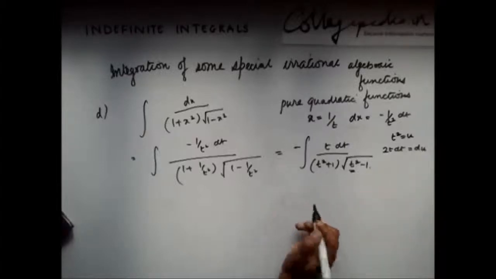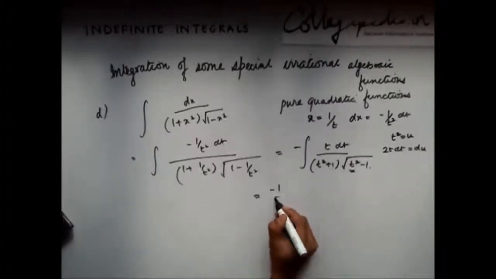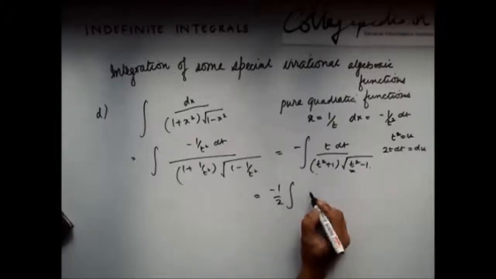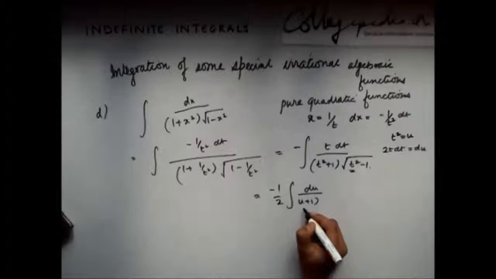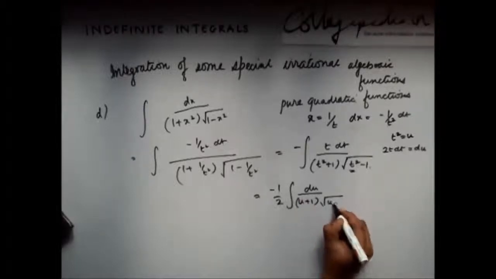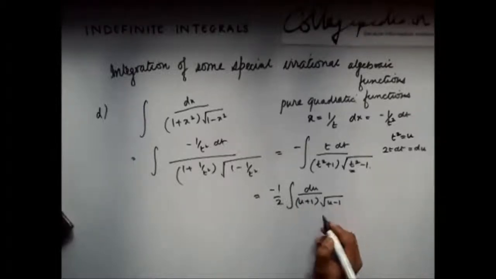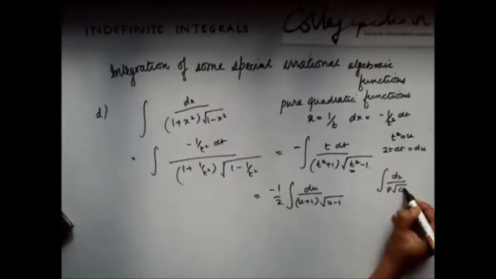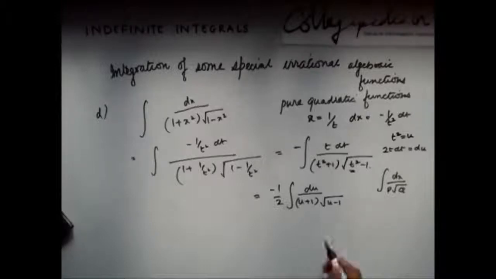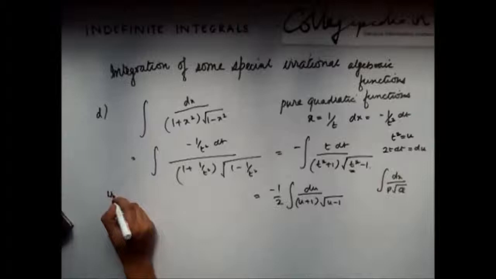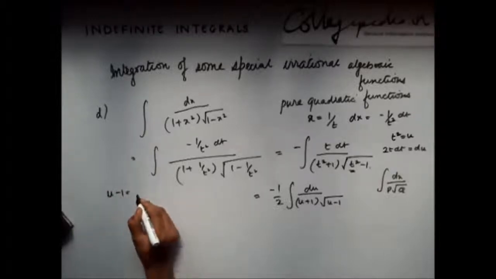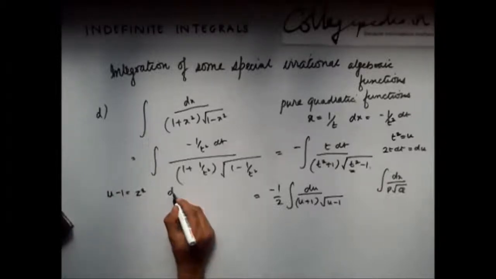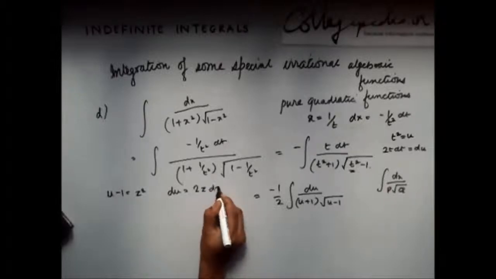So this can be converted into minus half du divided by u plus 1 root under u minus 1. Now you see this is of the form of integration of dx by p root q. So what we need to do here is get rid of the square root sign. So again I'll make one substitution. I'll take u minus 1 as z square. So my du becomes 2z dz.